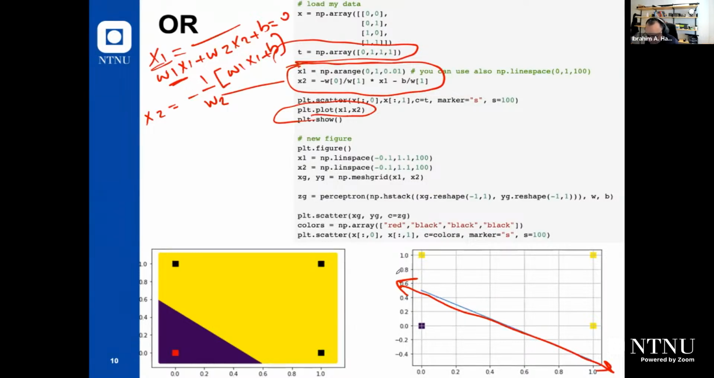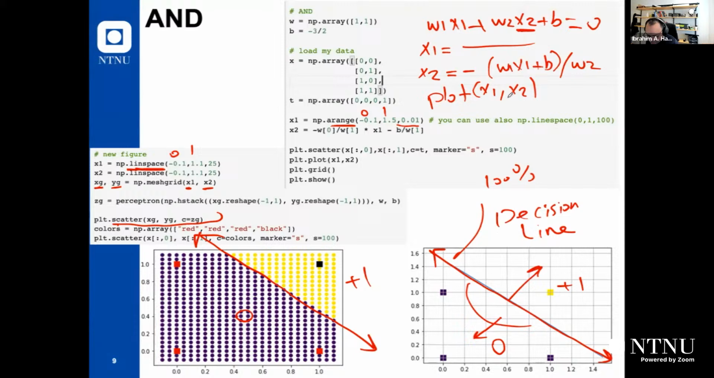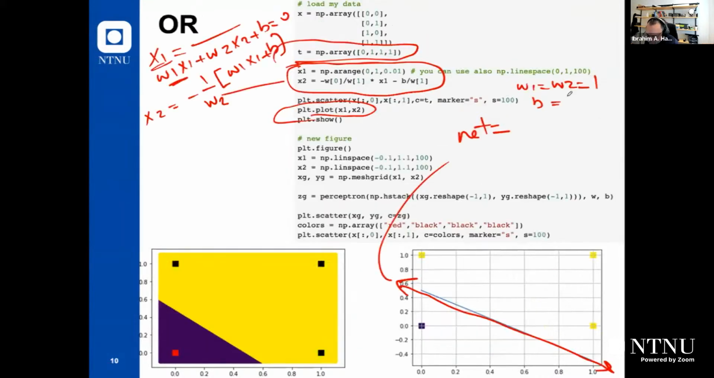So we can say that net value will be 0. What is omega 1 here? In fact, we can select the values. We select omega 1 equal omega 2 equal 1, and the bias is minus 3 divided by 2. Where is the bias value? Bias value equals minus 3 divided by 2. So the line here, in fact, will be x1 plus x2 minus 3 divided by 2.